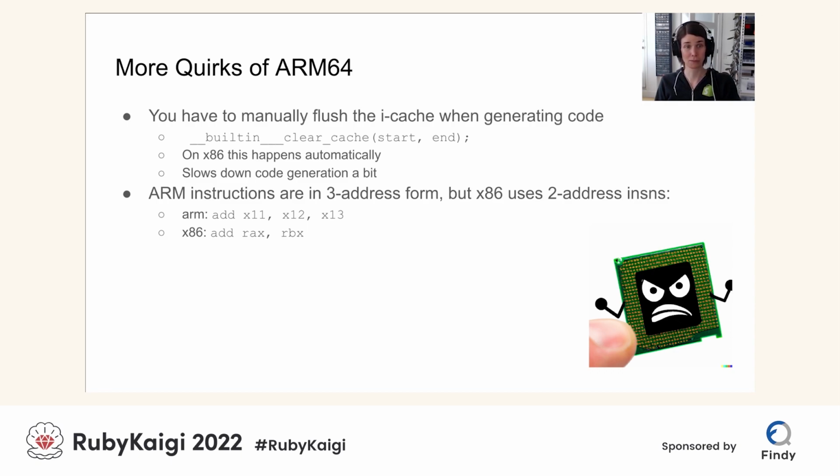And maybe the most annoying thing is that x86 and ARM instructions aren't actually in the same format. ARM instructions are three address instructions. So they have, for example, add on ARM has 2 inputs and 1 output operand. But on x86, add is a destructive operation that uses 2 input operands, and the first operand is also reused for output. And so we have to be able to translate between those two.